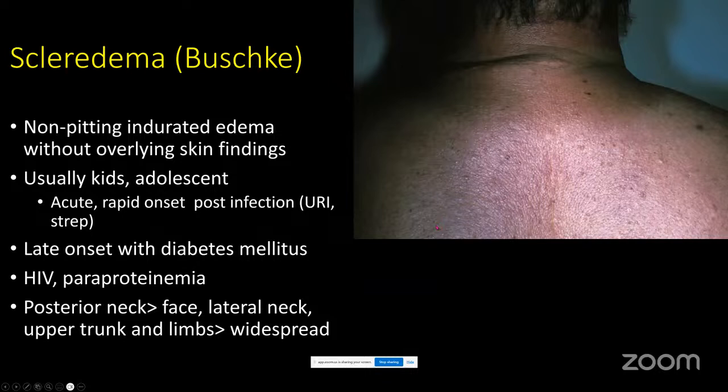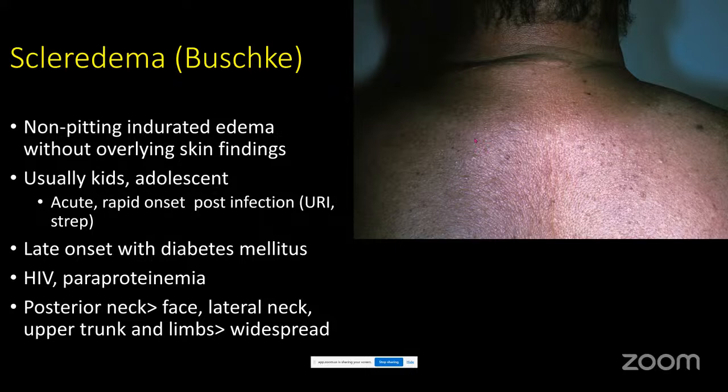So moving on to scleredema, also called scleredema adultorum of Buschke. Here patients initially present on the back of the neck, upper back, with firm skin changes. It can often be erythematous. Maybe if they have darker skin, it can be more just a darker discoloration. And this can present in patients who have had longstanding diabetes mellitus.